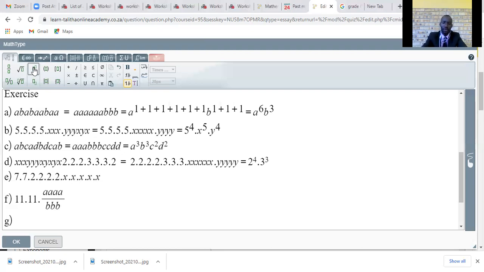Then the next thing is x. X has got how many appearances? 1, 2, 3, 4, 5, 6. So we got x with exponent of 6. All right. Then now we move to y. Well, we count 1, 2, 3, 4, 5. Y has got 5 appearances. So it will be y with exponent 5. All right.